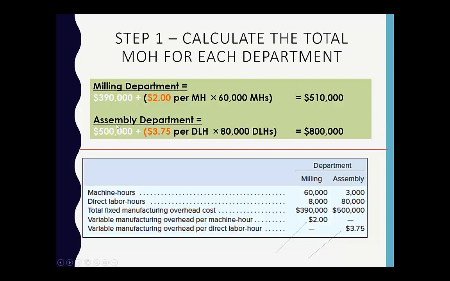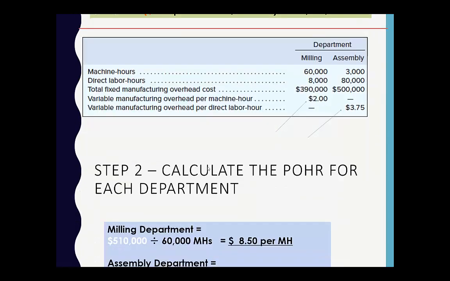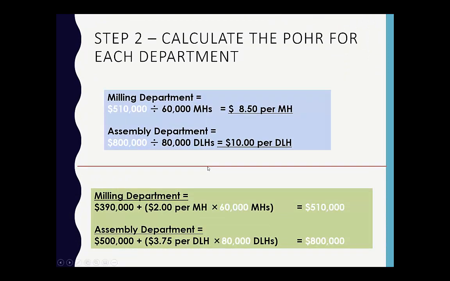Okay, in the assembly department, I've got the 500,000. Where did I get that? That's my fixed manufacturing overhead, plus $3.75, which is the variable portion, times the direct labor hours. Notice I'm using machine hours on the milling, direct labor hours on the assembly. Boom, boom, boom, and there's my 80,000. Okay, great. So now I've got that. Now I've got to get my predetermined overhead rate.